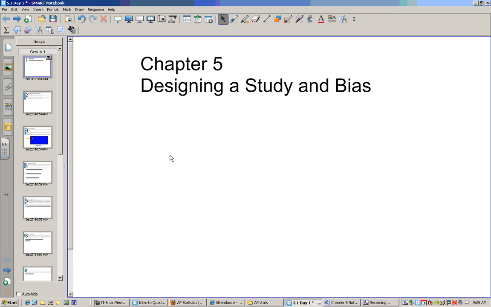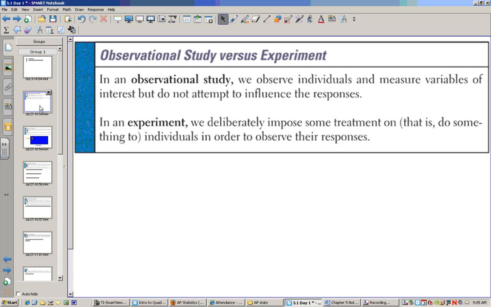Today we're going to be learning about different aspects of designing a study, and then we're going to learn about bias. The first thing we need to remember is the difference between an observational study and an experiment. In an observational study, we observe individuals and measure variables of interest, but do not attempt to influence the responses. In an experiment, we deliberately impose some treatment, that is something we do. So we impose some treatment on individuals in order to observe their responses. So we're directly affecting something and we're looking at the responses.